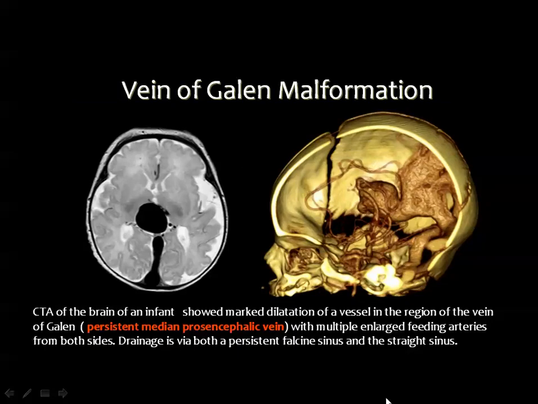Actually, this is an easy diagnosis, but you should know that the aneurysm of the vein of Galen is a misnomer. Actually, this is not an aneurysm and is not a malformation. It is a fistula between the primitive choroidal vessels and the median prosencephalic vein, which precedes the appearance of the vein of Galen.